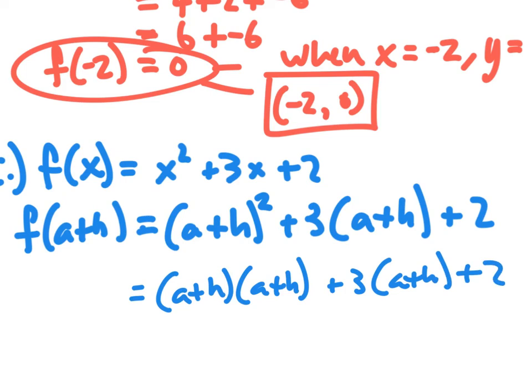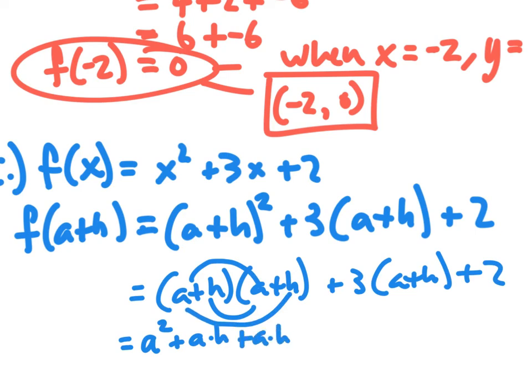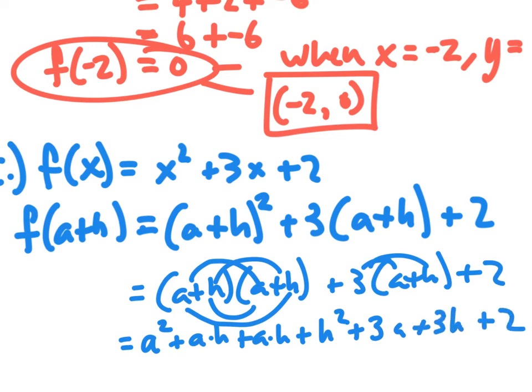Now what I want to do is FOIL this, or multiply it out. I've got a times a, which is going to give me a squared, h times a, which is plus a times h. Okay, I'll use a times h. A times h again, so a times h, and then plus h times h, which is going to be h squared. Distribute my 3, so that's going to give me 3a plus 3h, and then the lonesome plus 2.